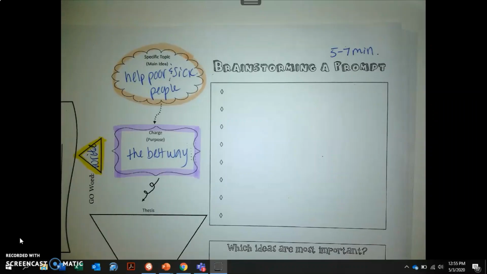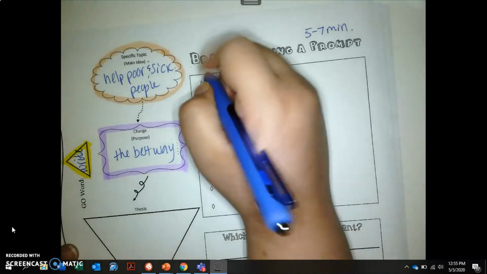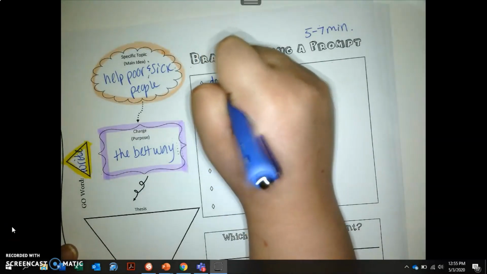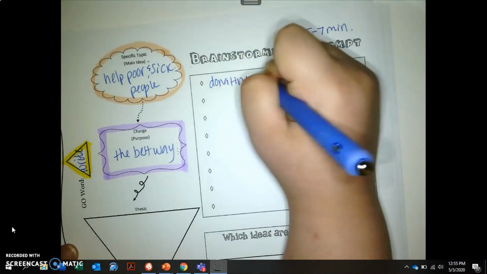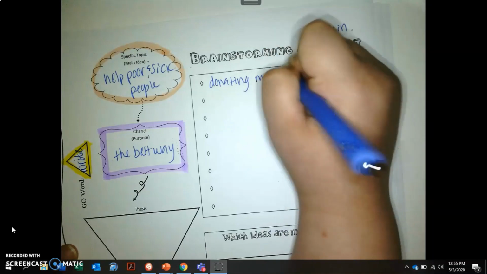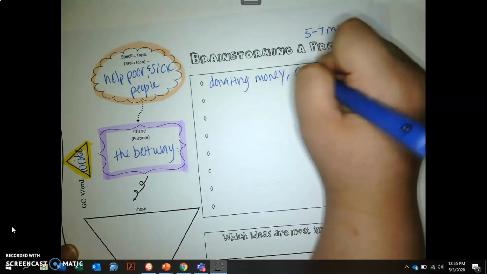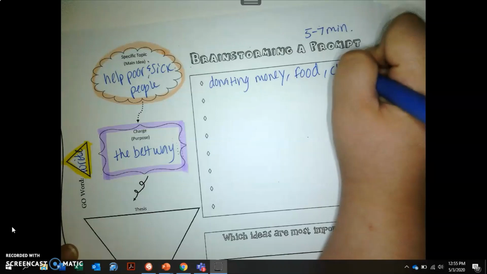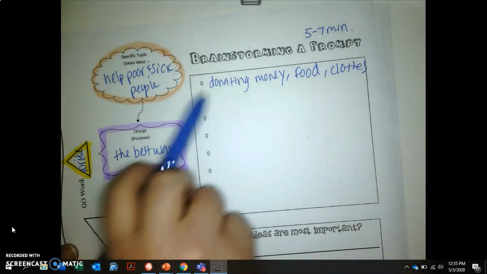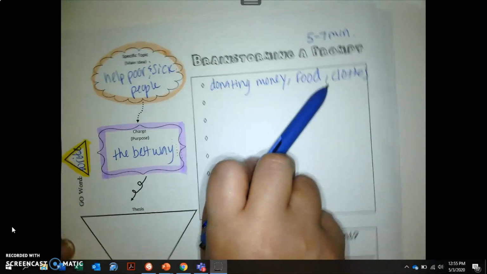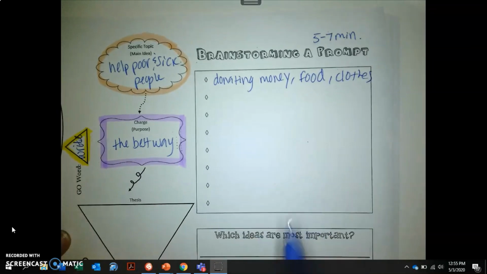So some of the ways that I think we could help poor or sick people is by donating. It could be donating money. It could be donating food. It could be donating clothes. It could be any way of those things. That's one way we can help the poor or sick.